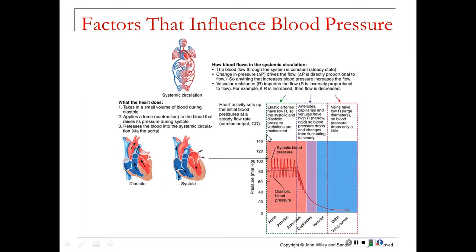This is because your elastic arteries have very low resistance, so the systolic and diastolic pressure are pretty much maintained. As your blood flows through the arterioles, capillaries, and venules, it's much more narrow, so there's an increased resistance. So blood pressure is going to drop because there's decreased blood flow through those areas. In the veins, the veins have a very low resistance because they have such large diameters, so blood pressure is going to drop markedly within the veins, as well as the vena cava. So that's why you see this kind of cliff here after the blood flows through the arterioles.